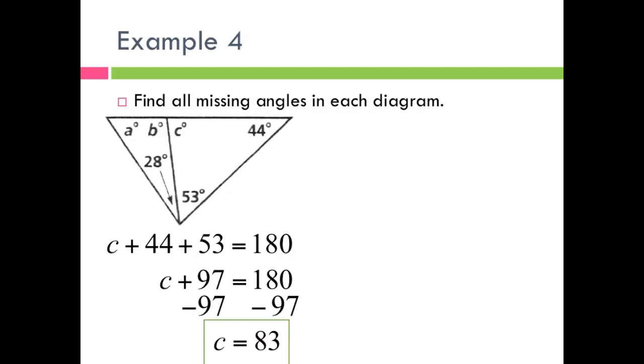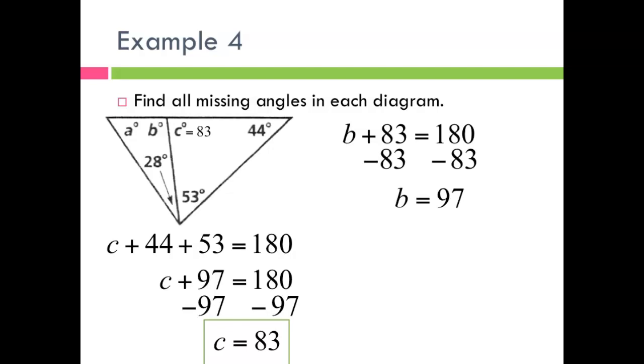All right, next, since we know that C is equal to 83, if you look at angle B, which is right next to angle C, they form a linear pair. Since linear pairs have to equal 180, we know that B plus C has to equal 180. So B plus 83 must equal 180. Subtract 83 from both sides, and we get that B is equal to 97.